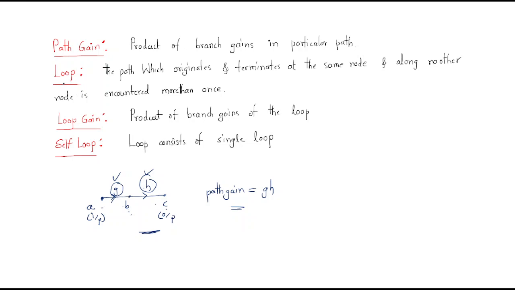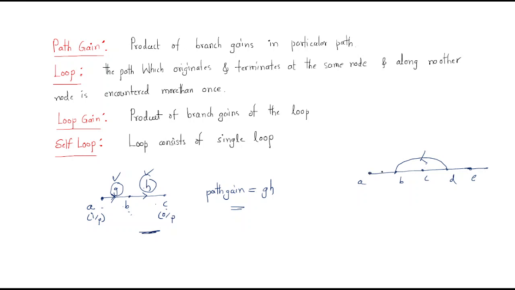Next, what is a loop? A loop is a path which originates and terminates at the same node, with no other node encountered more than once. For example, take another graph like this, with A, B, C, D and E, and we have one branch like this.